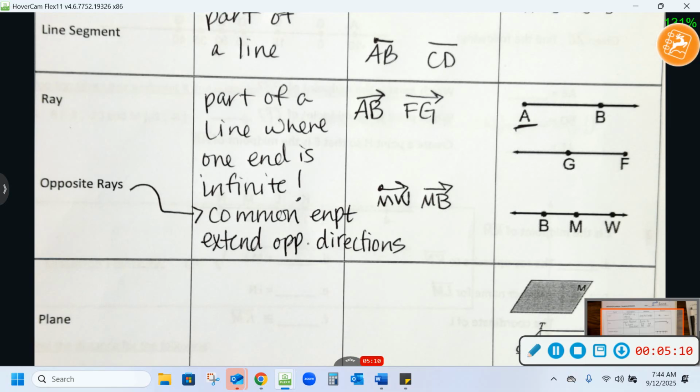So, do they form a line? Opposite rays? Yeah, they make a line. Someone just wanted to call it something else.